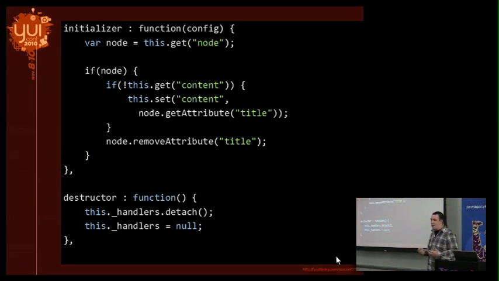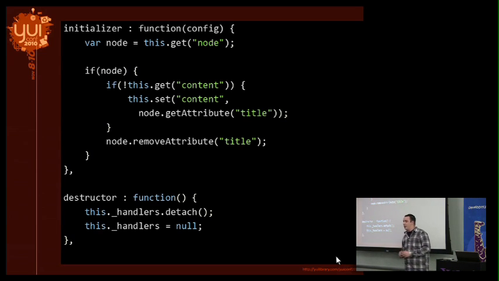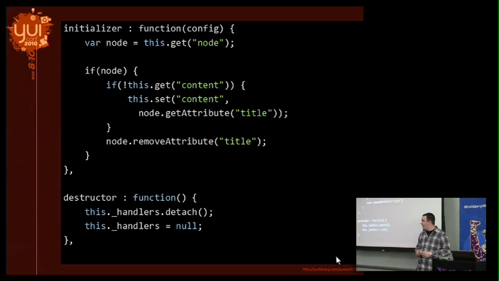It goes and looks to see, hey, do I have any content? If it doesn't have content, rather, it gets the title attribute from the node. And then, like Anthony was saying, we remove the title attribute from the node because we don't want the browser's default tooltip showing up.